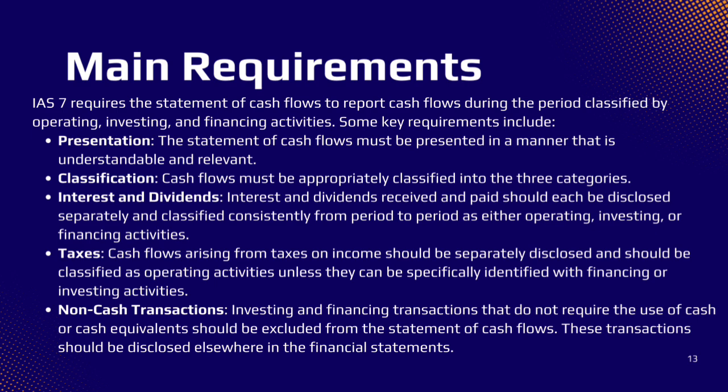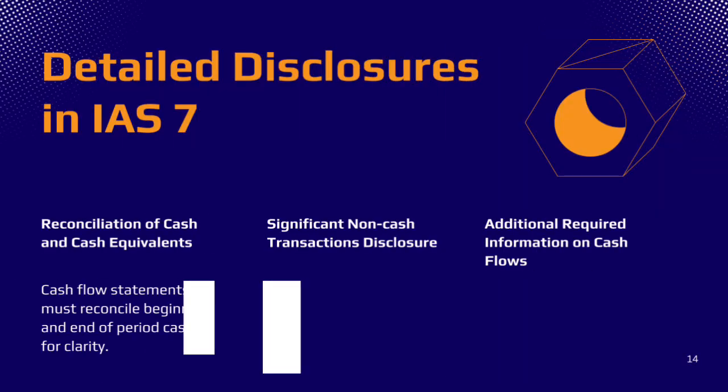Dividends received: these are generally classified as operating because they affect net income. Dividends paid: these are classified as financing, as they relate directly to the cost of obtaining or maintaining the company's capital base. Income taxes: cash flows from taxes are generally classified as operating, unless they can be specifically identified with investing or financing activities. Consistency is key. A company must stick to the policy chosen from one period to the next.